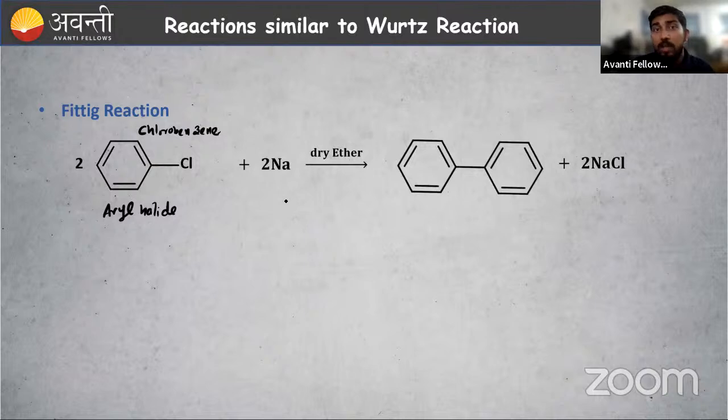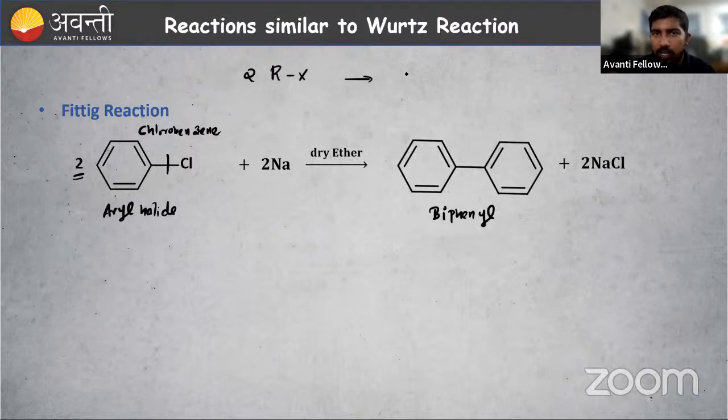We have studied the mechanism of Wurtz reaction. What is the mechanism? What is the intermediate formed? The intermediate formed is free radicals. So how to write the product directly? Remove this chlorine. Then there are 2 molecules of chlorobenzene. Join the benzene and benzene. This is known as biphenyl. The product is known as biphenyl. What about Wurtz reaction? There are 2 molecules of RX. We are getting the product R-R. Just join R and R.